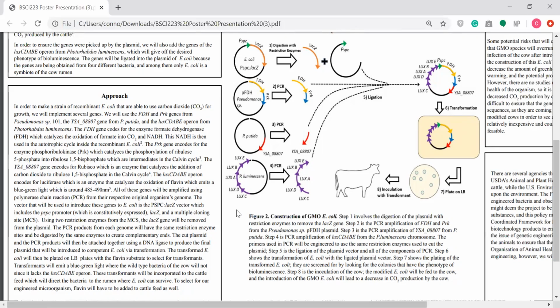The flavin substrate will also be included to select for transformants. Transformants that emit a blue-green light mean that they are expressing the LuxCDABE operon. And these transformants, along with the flavin, will be added into the cattle feed. And this process is portrayed in Figure 2.